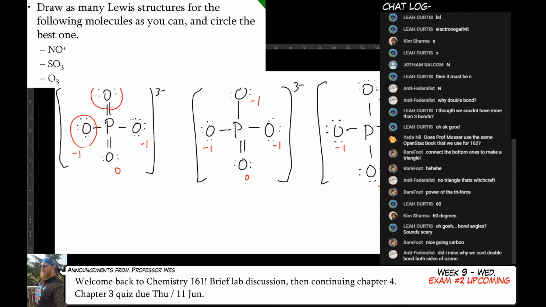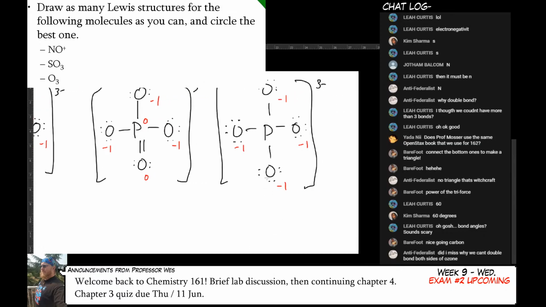And then we got to play with this phosphorus here. I know that they're all going to add up to -3, so I could just use that to do the math here. Or I could do the formal charge. This would be 5 minus 6. This is 5 minus 5. And this is 5 minus 4.